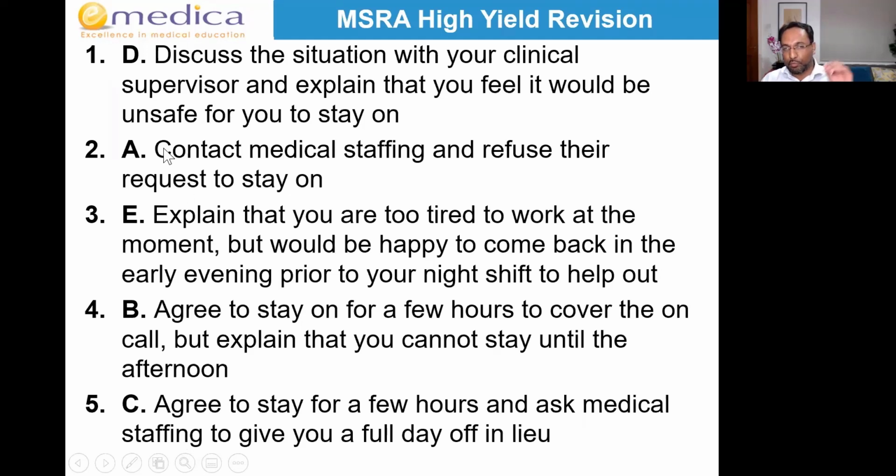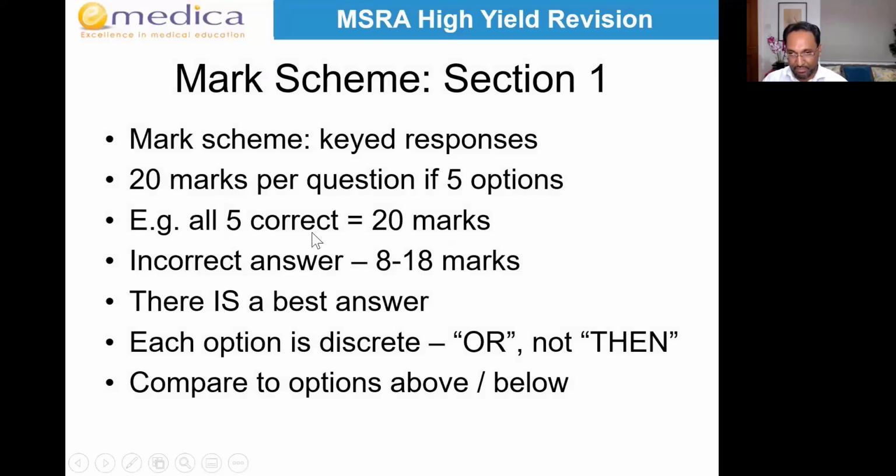It's called keyed response because every possible combination has a number of marks keyed to it. Okay? That's why it has to be marked by computer. There is only ever one option that will give you the full marks, but if it's incorrect, as long as you have ranked everything, you'll get somewhere between 8 and 18 marks, even if it's wrong. Even the worst option will give you 8 marks, okay? So just remember, each option is discrete. It's or, not then, and you need to compare it to the one above and the one below, okay?